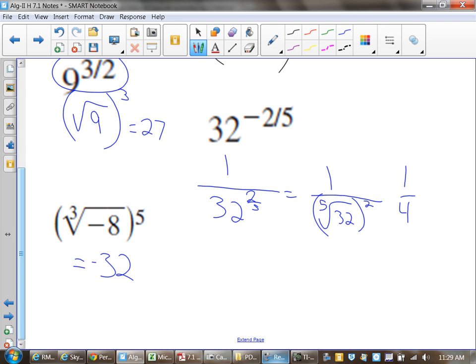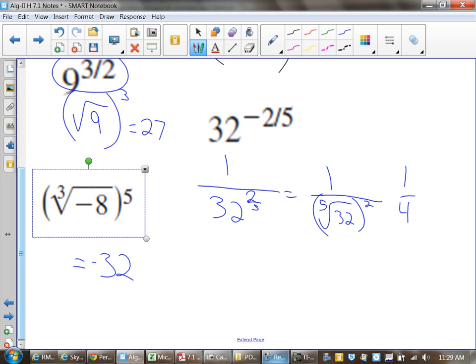If this was like the fourth root of -8, it's going to be looking for real answers, so there'd be no solution. Stuff like that. Because it's asking for a real, not an imaginary. Now, how could you rewrite this one, the cube root of -8 to the 5th power? How would you rewrite that in rational exponents? Yes, sir.